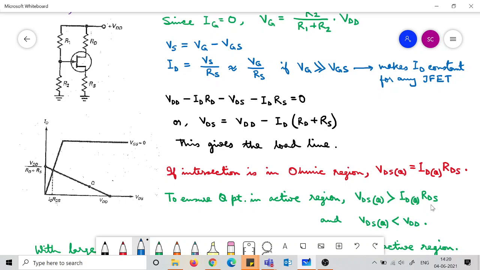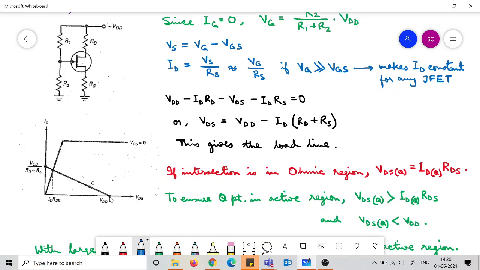This RDS, I hope you remember, is the resistance of the ohmic region only. In the active region, the resistance is infinite. The resistance is only here in the ohmic region. So we multiply the current with the resistance, some value we get, and our VDS must be greater than that. Only then our Q point is on this side of this point.